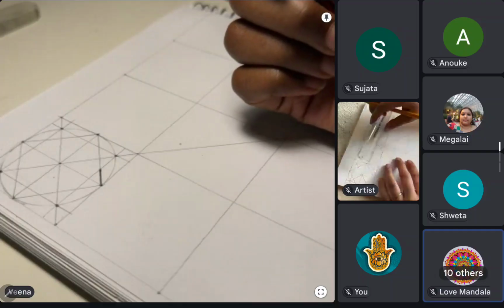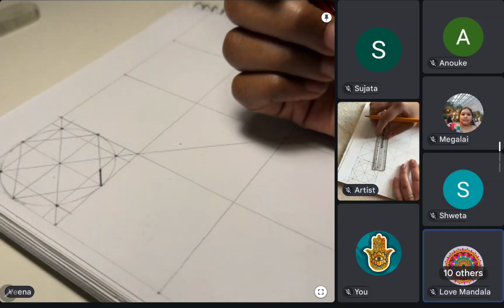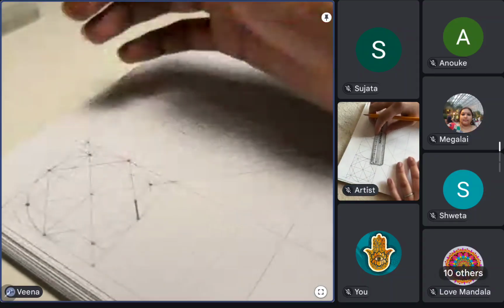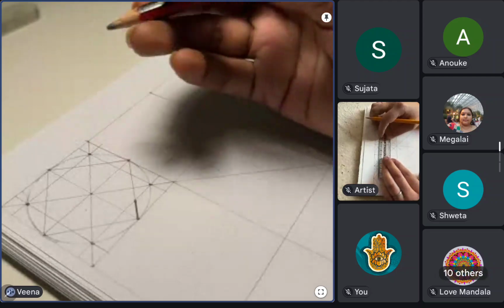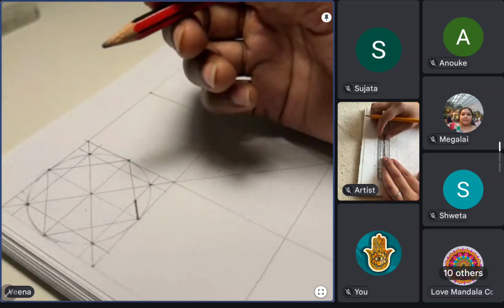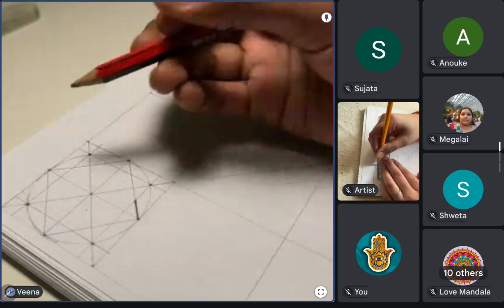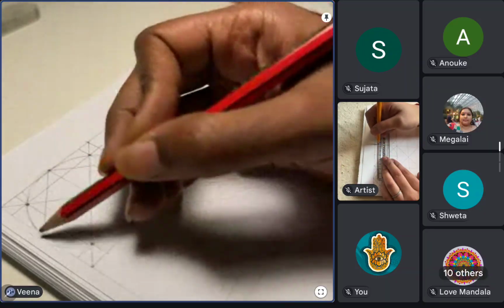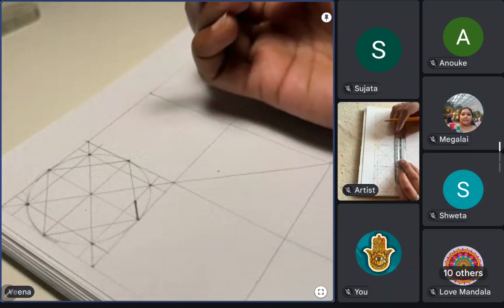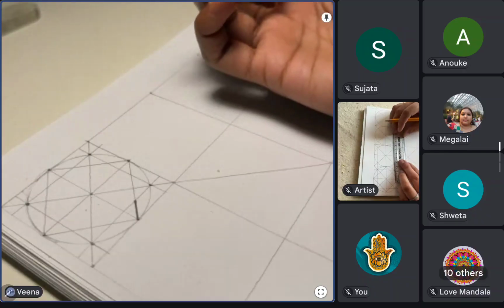2.5 centimeters. No, what 2.5? Sorry. Yeah, correct. It will be 2.5. Yes, so you can mark 2.5 and just draw the line. Correct, correct.